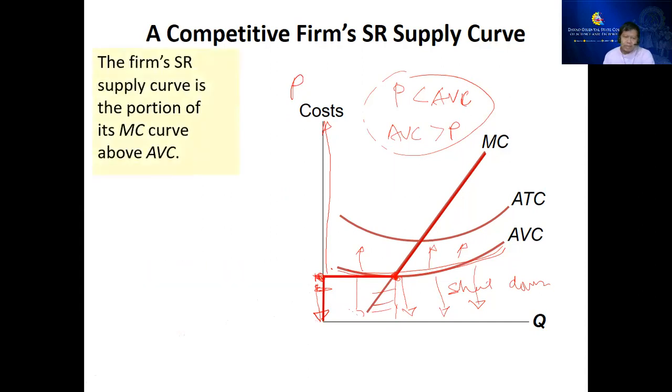Okay, the firm's short-run supply curve is the portion of the marginal cost curve above average variable cost. Sa ato pa, kay lugi man ta dinhi, so dili pwede mag-produce ang company diri, no? Dili siya pwede mag-produce dinhi nga portion. So mag-produce lang ang company nga portion, ibabaw aning shutdown point. Okay? So the firm's short-run supply curve is the portion of the marginal cost curve above average variable cost.